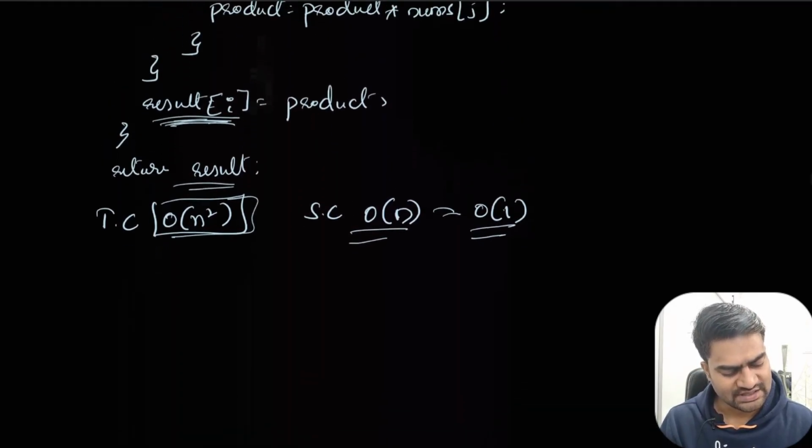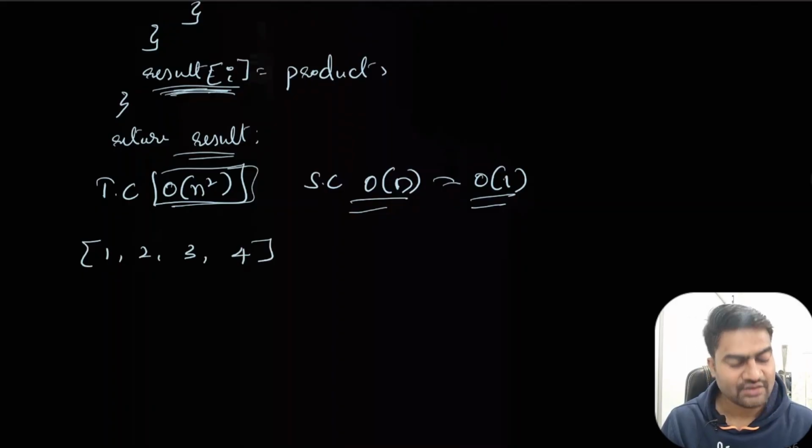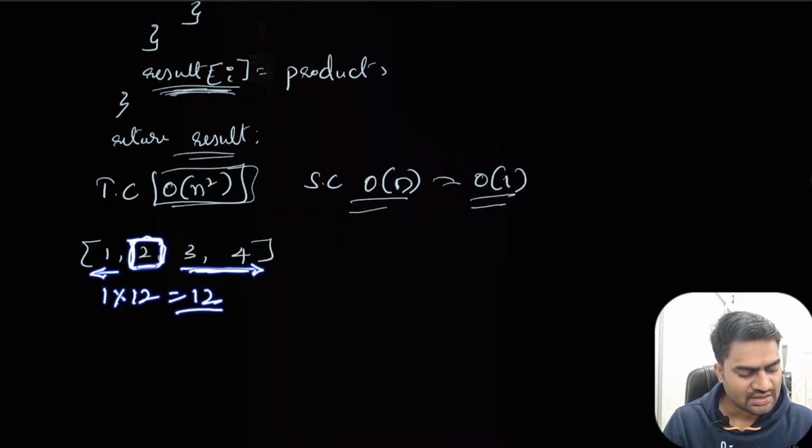Now again I will take my array: 1, 2, 3 and 4. Let us assume I want the number in my results array for this particular place. Then I need this prefix product, correct? And also I need the suffix product. So basically it will be 1 into this product, which will be 12. This 12 is used to place at this particular position, correct?